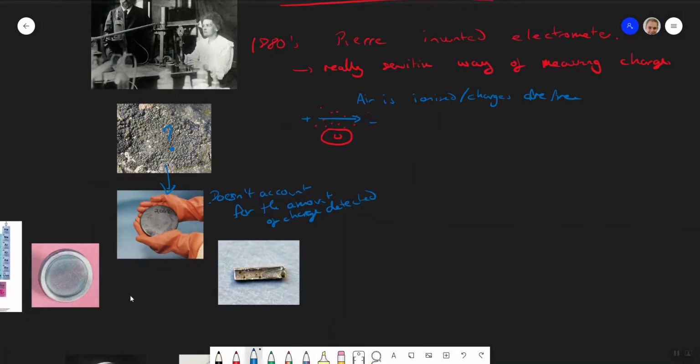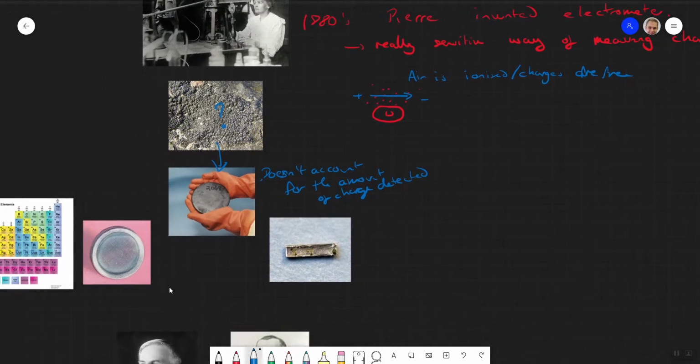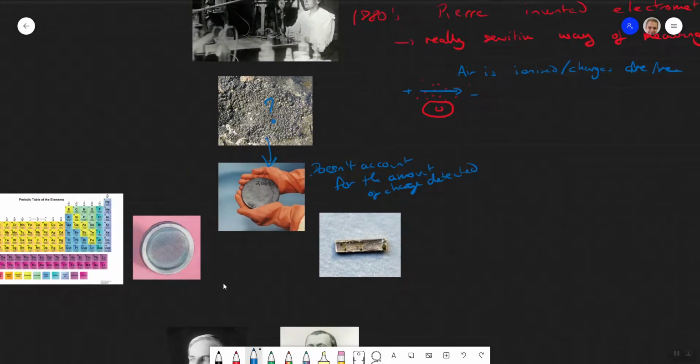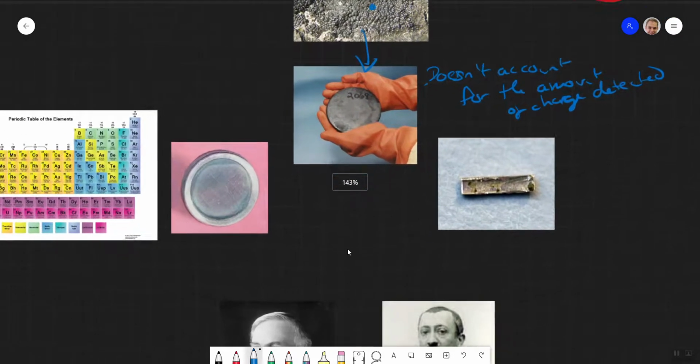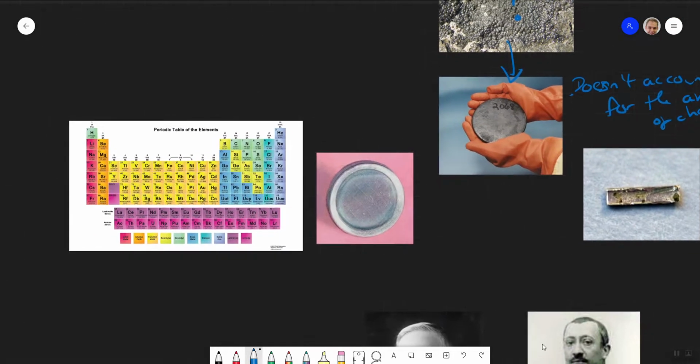Now, the Curies isolate two new elements, and they do that via first things. The first one that's kind of easy to identify is polonium, which is the first one that's isolated, the first one that's named. It's here on the periodic table.